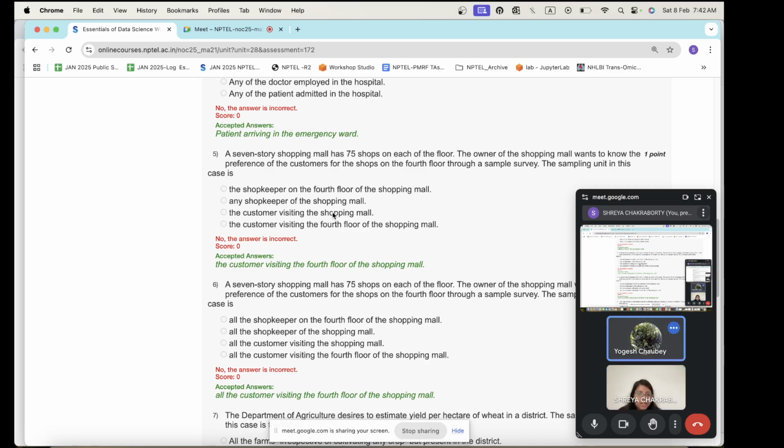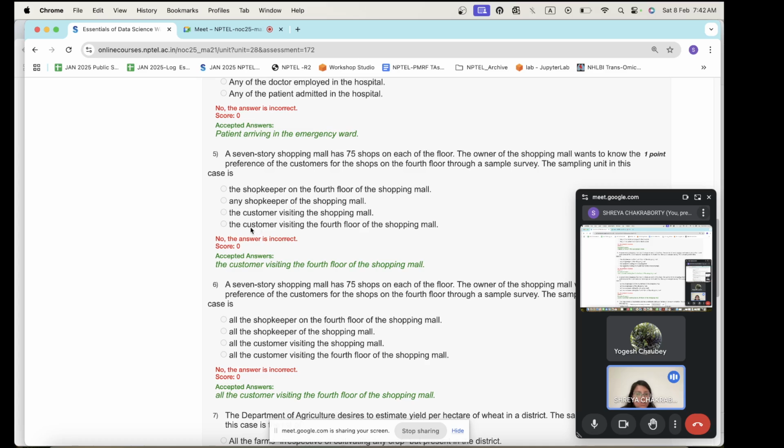So in order to circumvent that problem, if you localize your sampling unit to the customers who are only visiting the fourth floor, then you will have a lot more responses, and probably the responses will be more accurate. Because you need information on only that floor, customers visiting the fourth floor will be a good representative sampling.